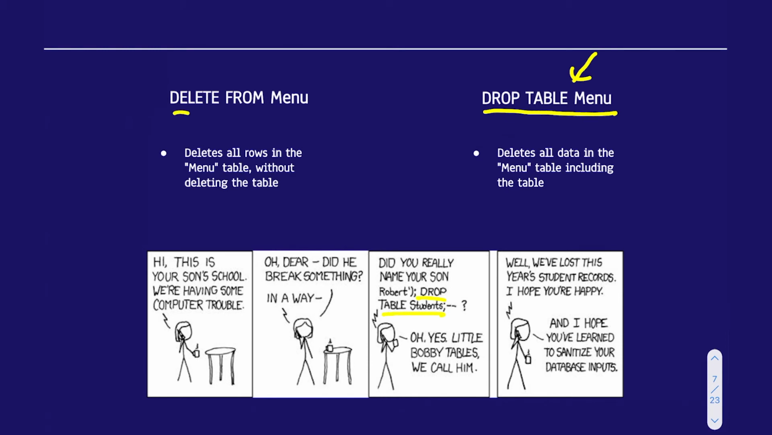But delete from menu, sometimes you'll put a where clause here, and then some sort of column matches some sort of condition. But here, since there's no condition, what we're saying is, okay, well, every single one of the rows fits that condition, so let's get rid of all those rows.